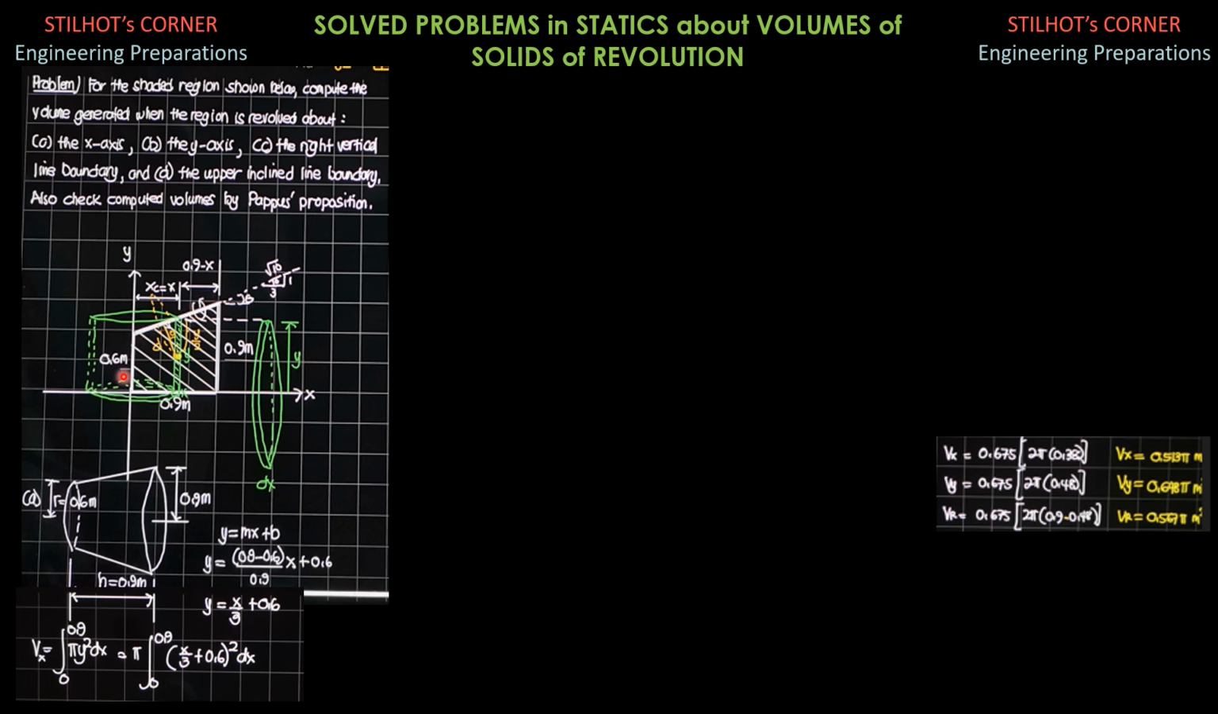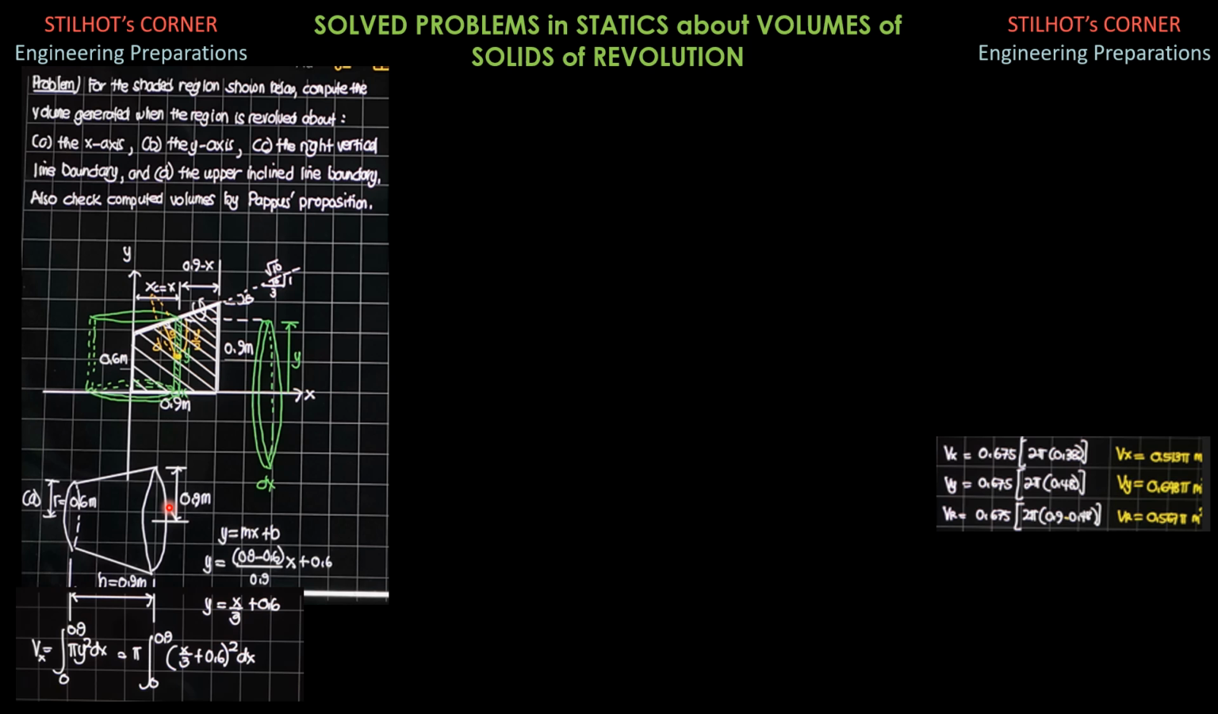So here is the given shaded region, which is a trapezoid. The vertical dimension at the left, which coincides with the y-axis, is 0.6 meter. This horizontal dimension is 0.9 meter. The other vertical line parallel to the y-axis is 0.9 meter, and we have an inclined line. When this trapezoid is revolved about the x-axis, it generates a frustum. So we will check the volume by the volume of a frustum.